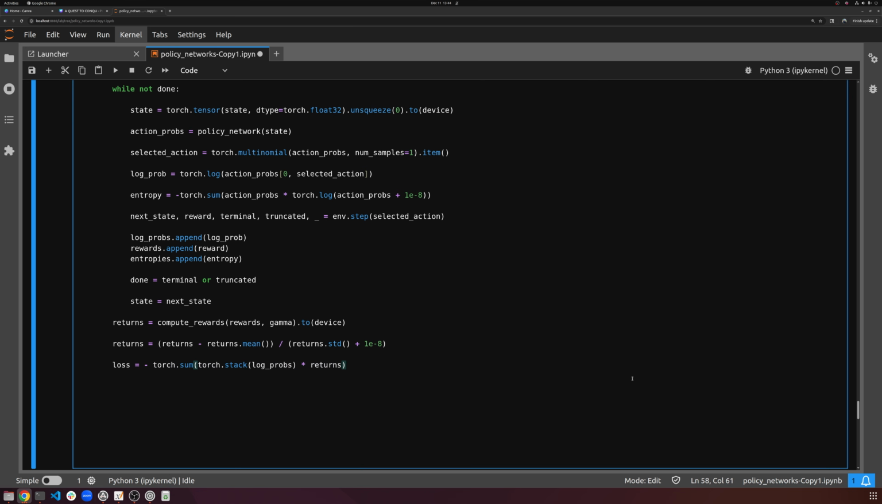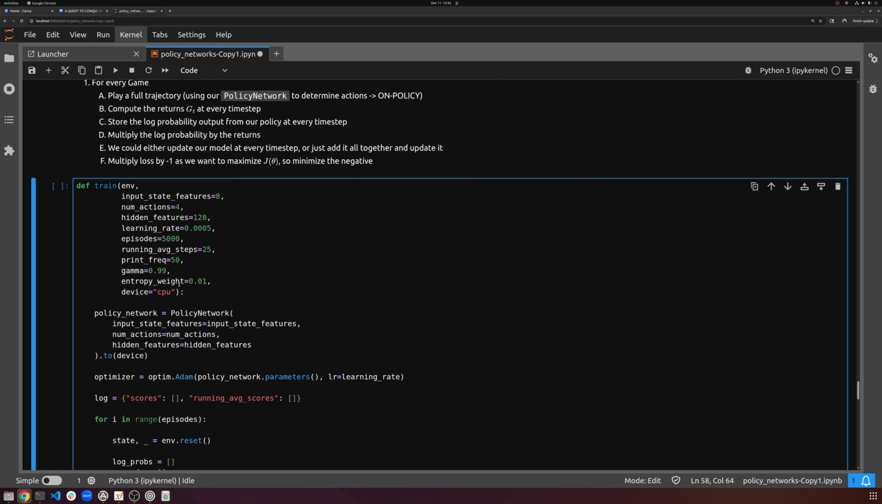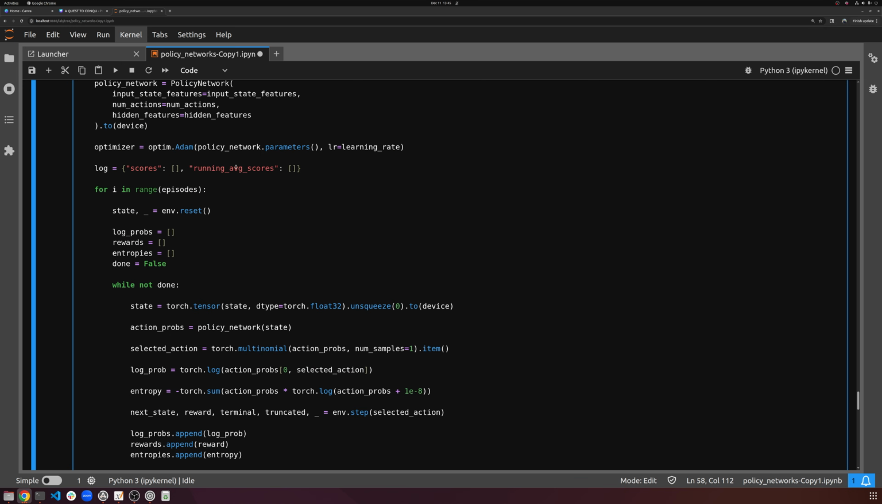All right. And of course, we need our minor penalty for the entropy. We want to maximize entropy, because more entropy means more random. So we're going to do minus entropy weight times, so it's negative rather than plus, but that's fine, it just flips it. And then we have torch.sum of torch.stack of entropies. What was the entropy along every single step in the game?